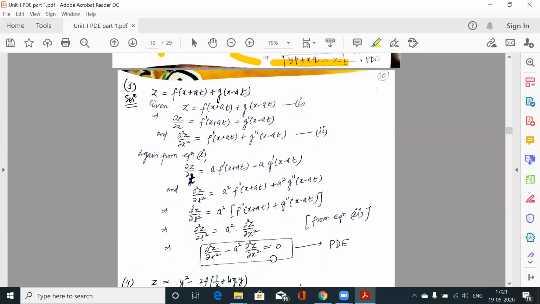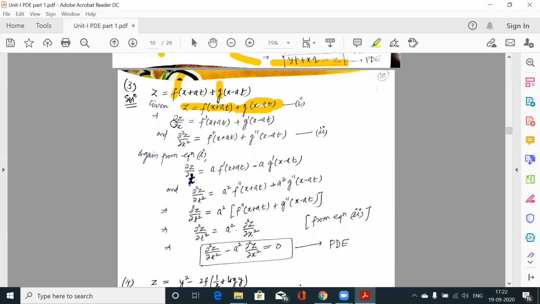Again, now in this question we have two arbitrary functions f and g. So we have to move to higher order derivatives to make the elimination possible. So z is equal to f(x + at) + g(x - at). So here we have two functions f and g.